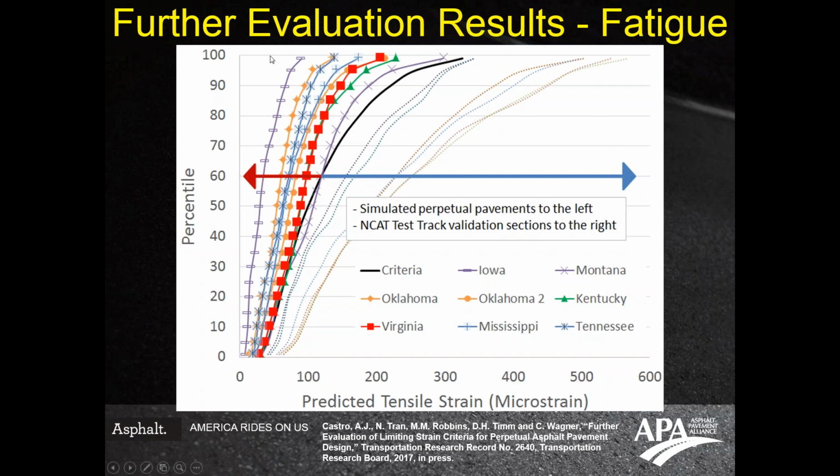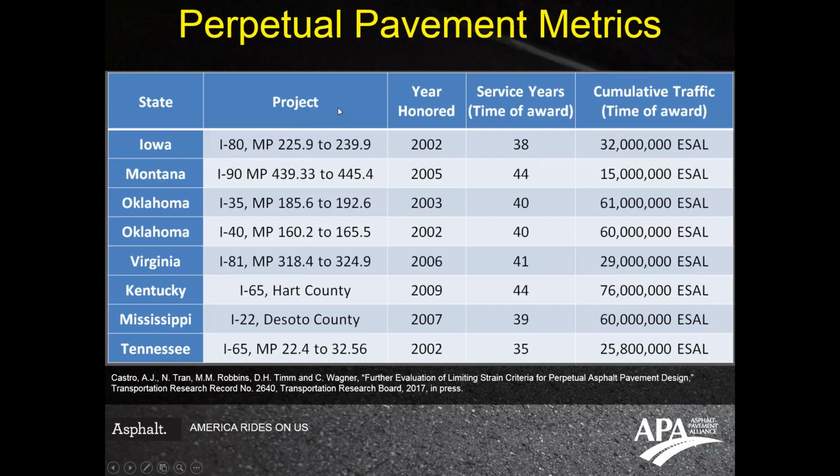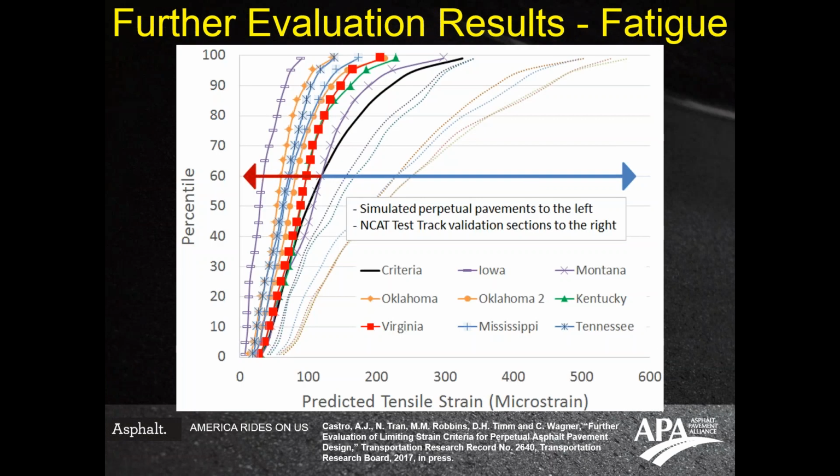Now, some of them are very conservative. This section from Iowa, you can see, is well below the curve. The one from Montana is very close to the curve. And again, these pavements were designed a long time ago. We're looking at 30 or 44 years at the most. And so these weren't designed with this criteria in mind, and yet we're able to see that they all fall at or below that strain distribution.